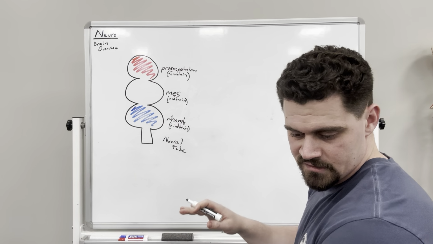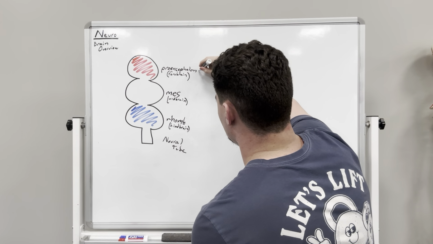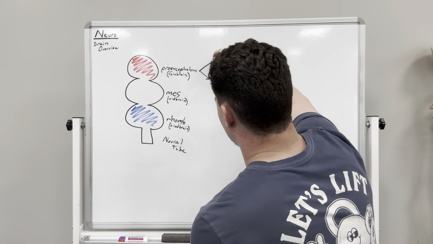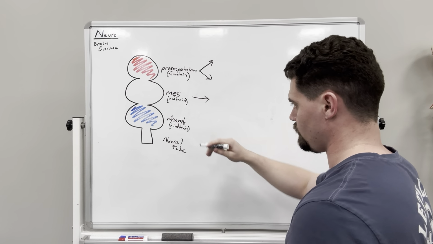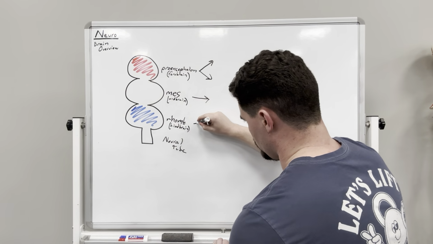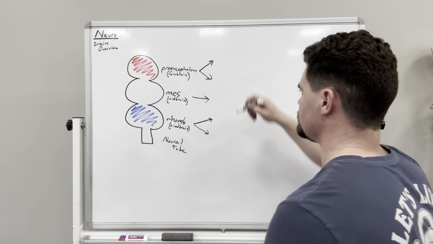But the thing about it is at around 5 weeks, or by 5 weeks, this is all going to differentiate. So the prosencephalon, or the forebrain, is going to divide into two. The mesencephalon or midbrain is going to stay as one, and then the rhombencephalon or the hindbrain is going to split into two, and the neural tube stays the same.